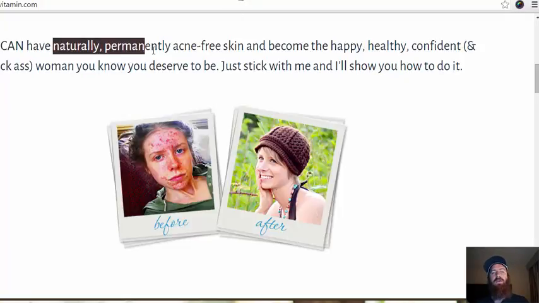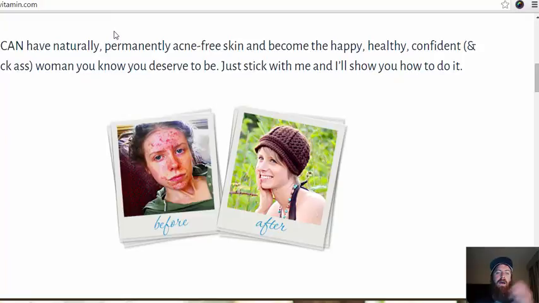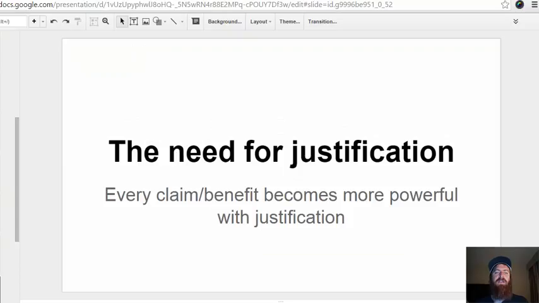You could make this more powerful by saying get naturally permanently acne-free skin with a newfound homeopath, using natural plants from the earth, or something like that. Or say you can have permanently acne-free skin by revitalizing your skin with natural oils found in plants, or whatever that is. But if you create some sort of justification for things, it makes them more powerful.